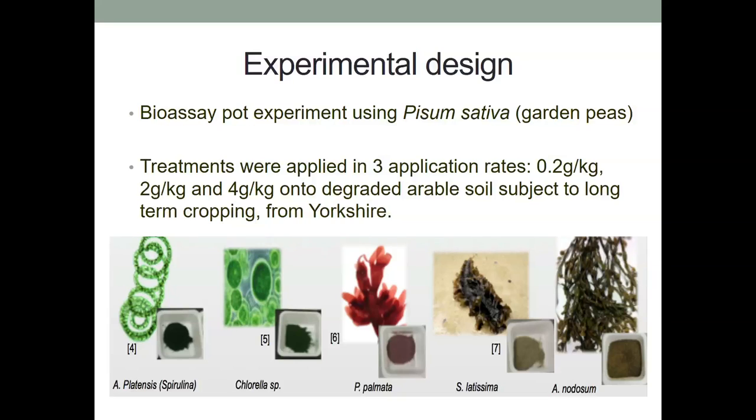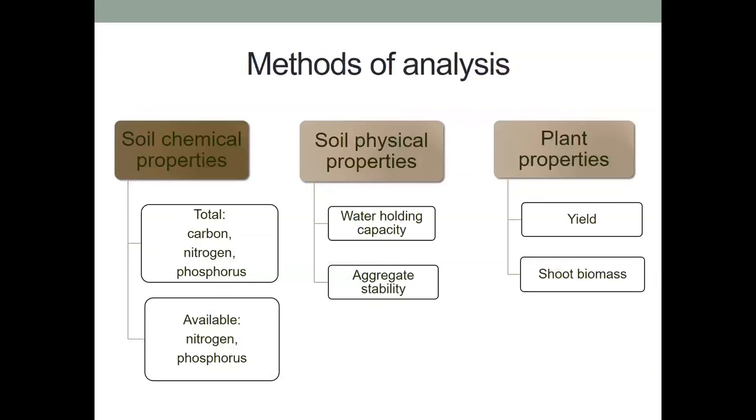And this was also to test whether the increased effects were seen as you added more fertilizer. And the soil was taken from a field in Yorkshire, which was subject to long-term cropping. And the methods of analysis were just the typical ones: the total nutrients as well as the available, and for soil physical properties, the water holding capacity and aggregate stability, and the plant properties that were measured were yield and the shoot biomass.